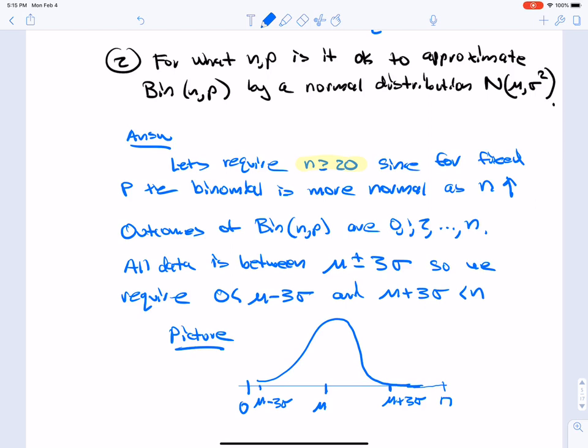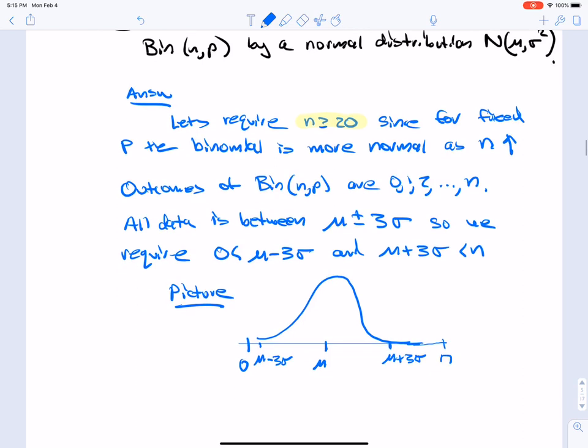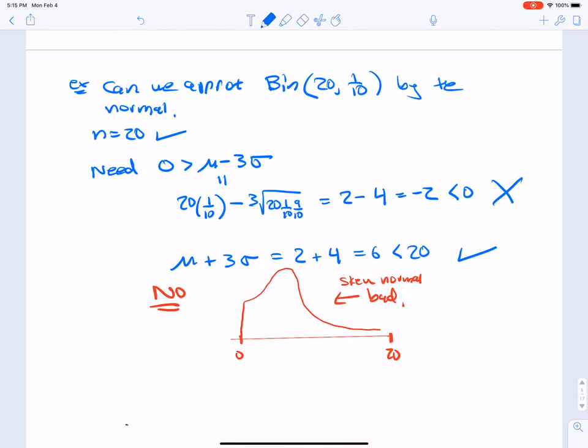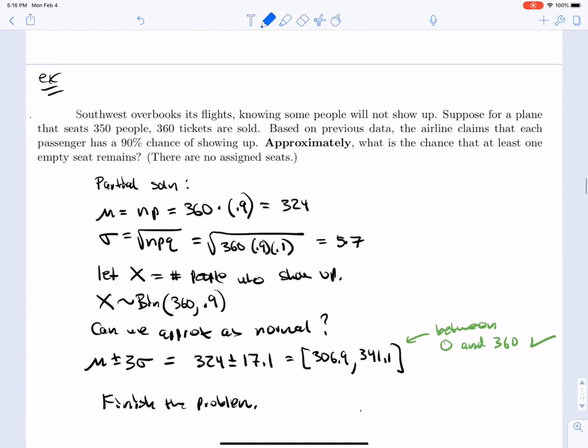And also, you need mu plus or minus 3 sigma to be between 0 and n, so that your normal curve fits between 0 and n. So for example, if you want to see whether binomial 21 over 10 should be approximated, well, n is 20, that's good, but mu minus 3 sigma is less than 0, so that's not good, and your binomial distribution will look skewed to the left, as you can see here, and it's not good for a normal approximation.